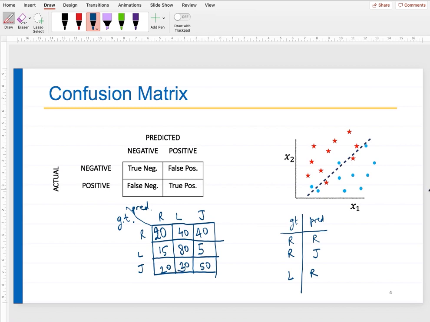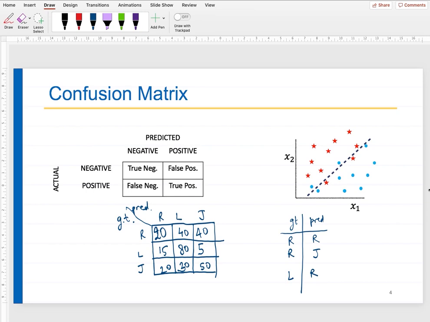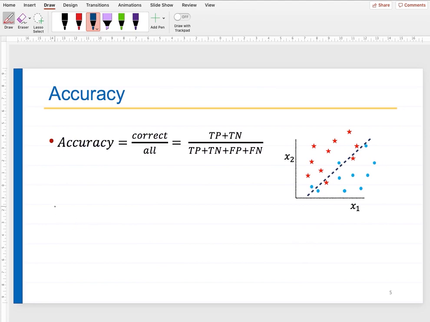Okay. Now, can you tell me what is the accuracy? Let me go to the next slide. What is accuracy? Accuracy is number of correct samples or correctly classified samples divided by all the samples. Here I have got 300 samples total. Total 300 samples are there. Half. Okay. How did you do it? 80 plus 20 plus 50, which is 150, divided by, okay, let me write it down here. So your accuracy is 150 upon 300. Very good. This is equal to 50%.